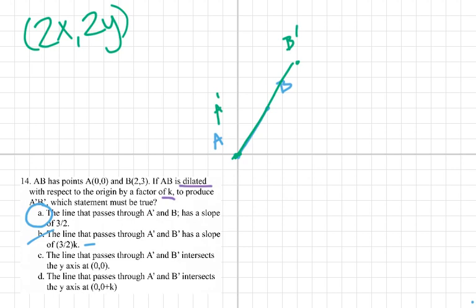Part C and D, well, part C says the line intersects the y-axis at (0, 0). That is true, but it wouldn't always necessarily be true. It intersects at (0, 0) because that was what the point was. And then D, the line that passes through A prime, B prime, intersects at (0, 0 plus k), which was 2, and it definitely didn't go through (0, 2). So the only one that you might be tempted to pick besides A is C, and you just have to think it through a little bit. Okay, so anytime something is dilated, it's not going to change the slope of the line. That's all you need to do.